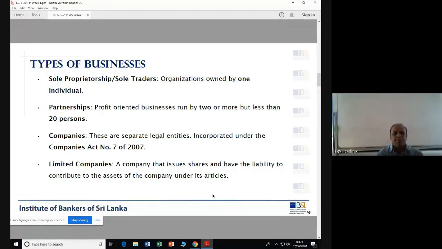So the next item is where we look at types of businesses. Types of businesses means what kind of businesses we have to deal with. So starting with, we call them sole proprietorships or sole traders. So I mentioned this term sole proprietorship. What does it mean? A sole proprietorship or a sole trader means an organization owned by one individual.